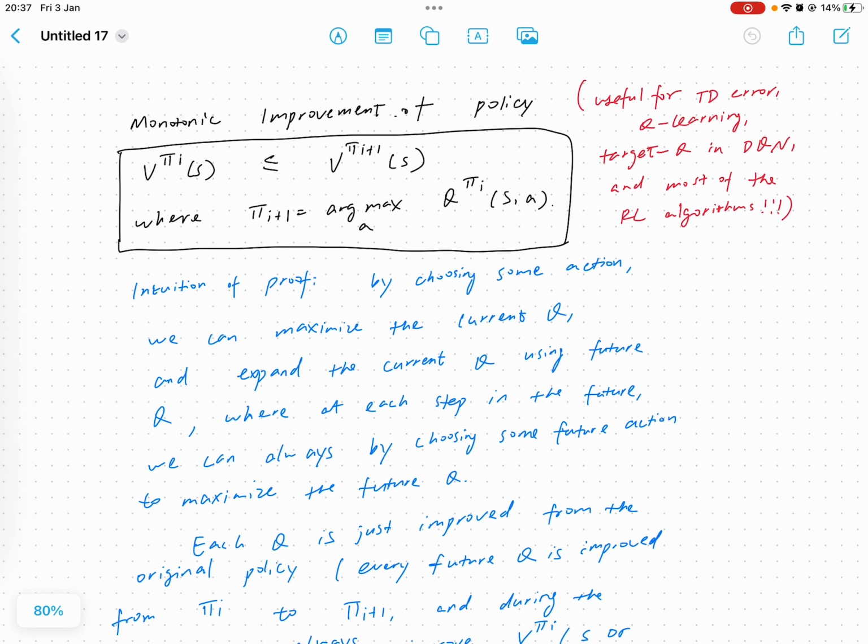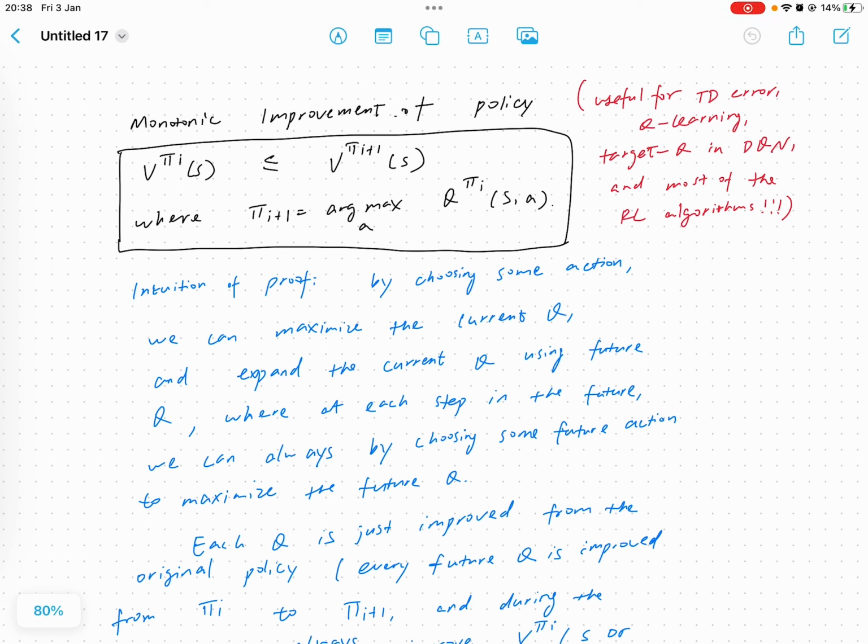So here we want to show this argument, not only the intuition but also the rigorous mathematical proof for it, which is called the monotonic improvement of the policies. With this improvement, we can make sure that the policy we are going to rely on in the RL algorithms will be useful, or we can use those policies to learn something, right?